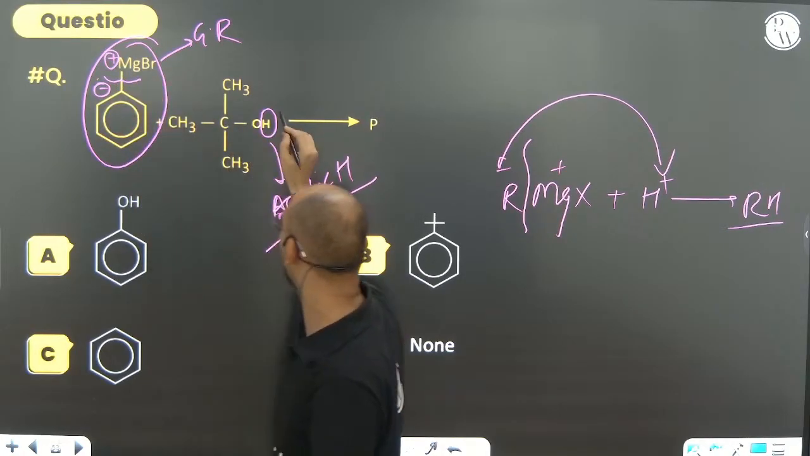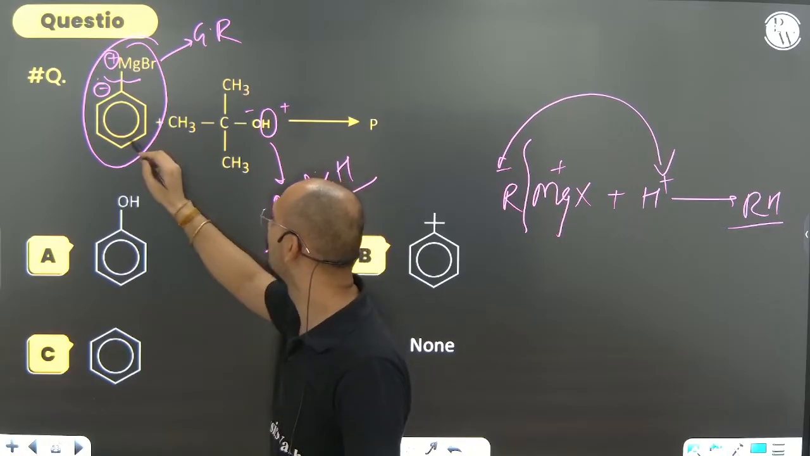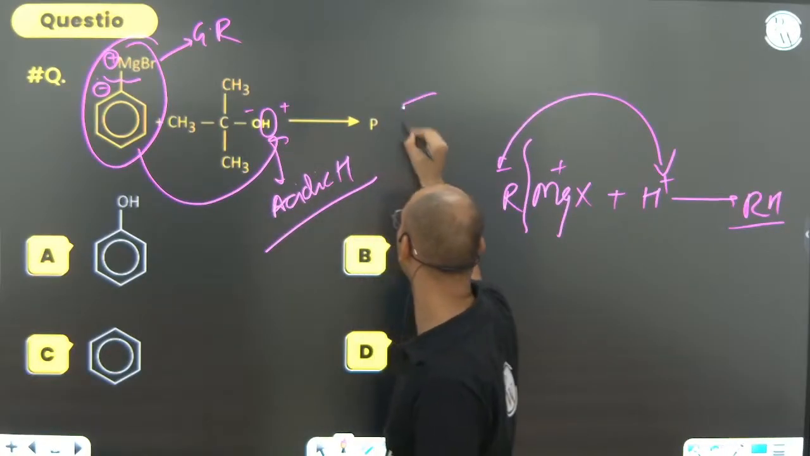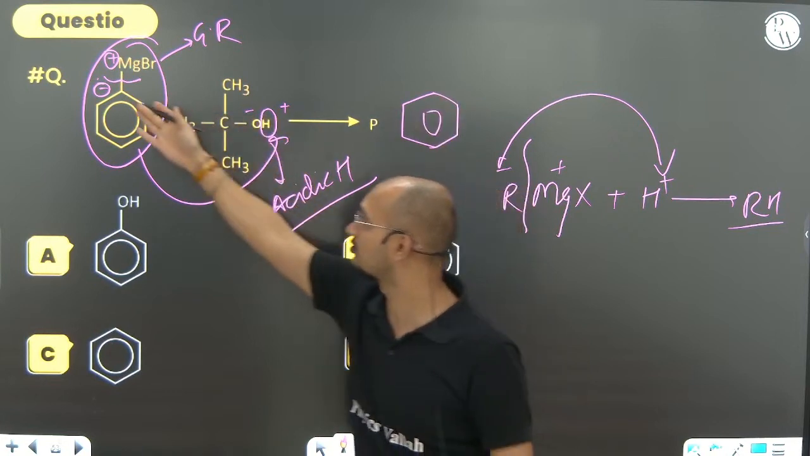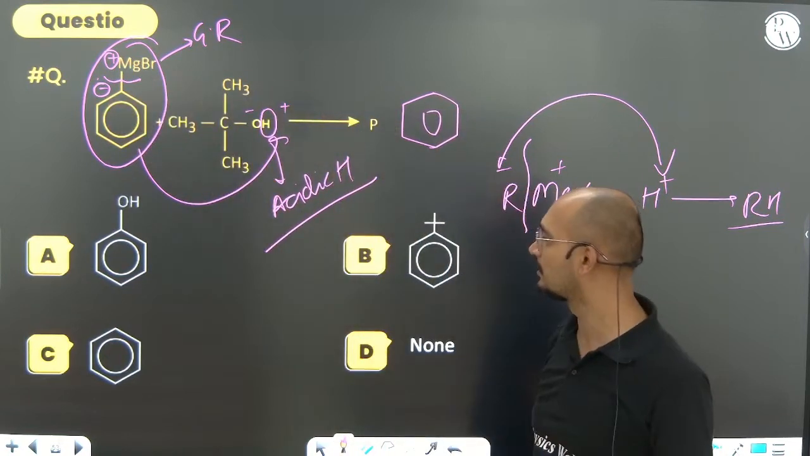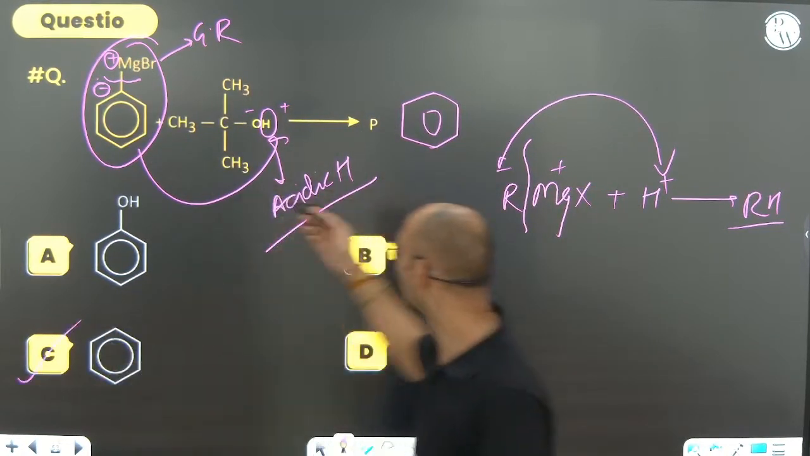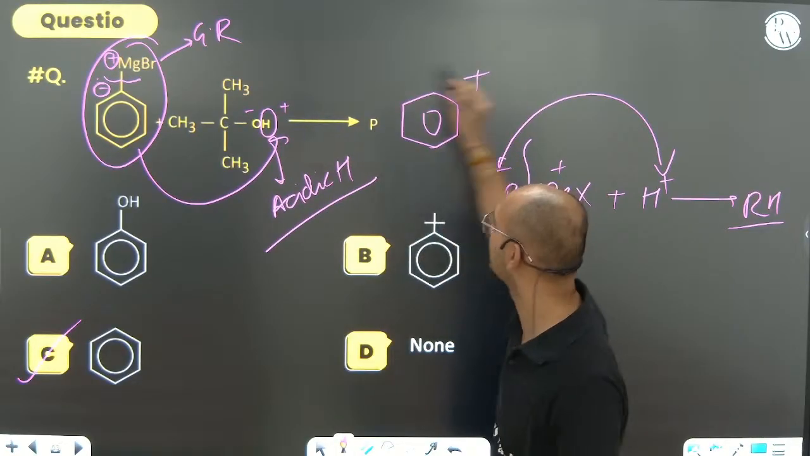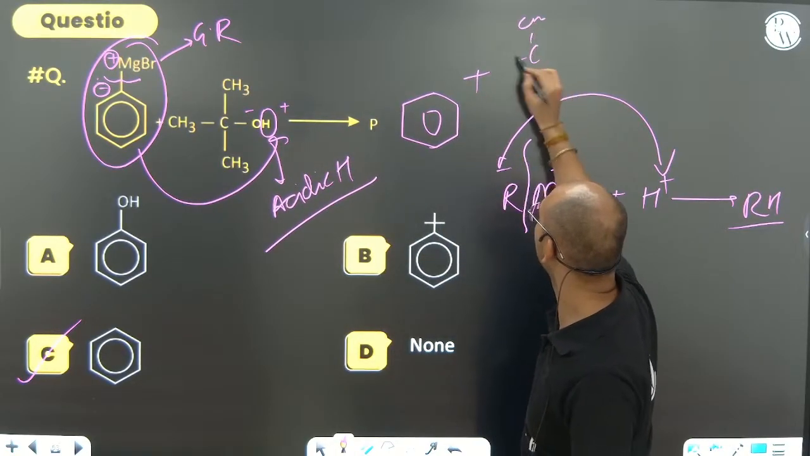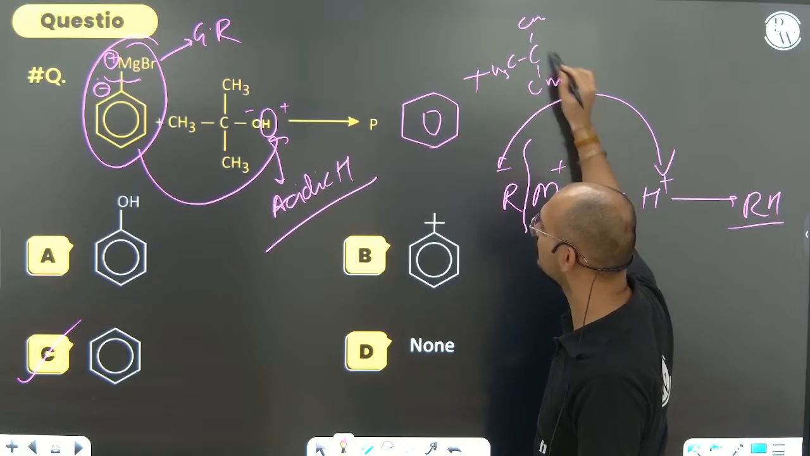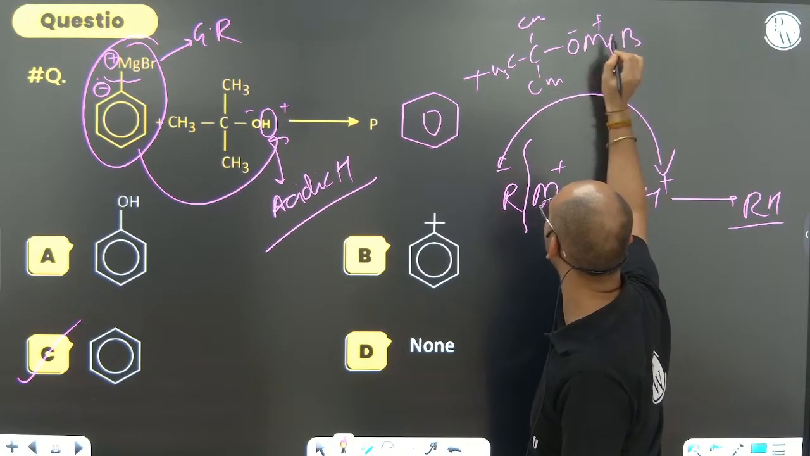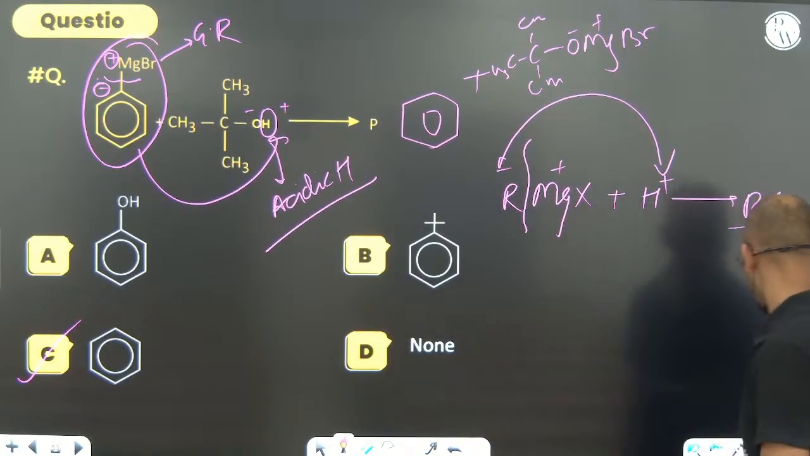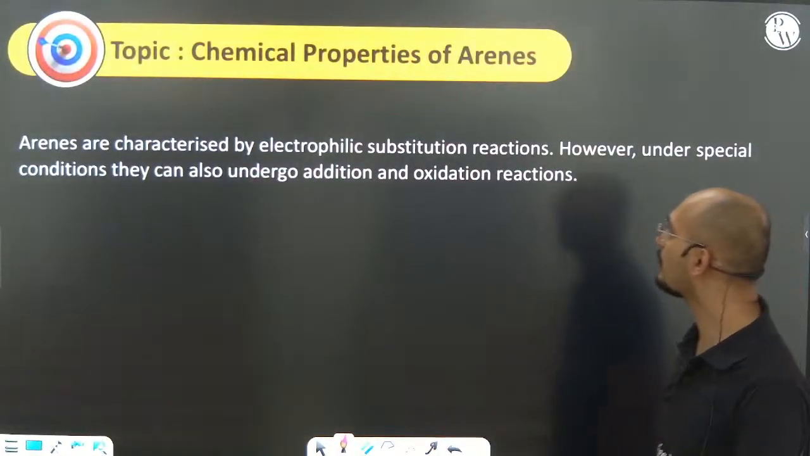Can you see here? Plus, make this minus. So again, what will be there? Rather than this negative positive, it will form benzene. So option C. And what will be the side product? It will be CH3O MgBr minus plus. Okay, this is something that will be the side product. Let's move ahead. Next, chemical properties of arenes.